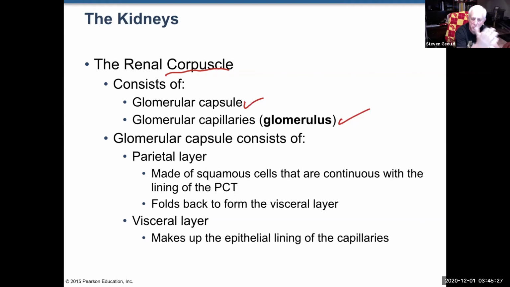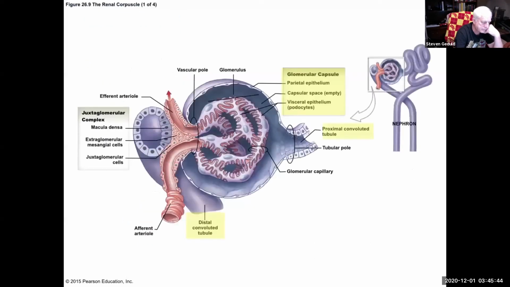So parietal layer is squamous cells, continues with the lining of the proximal convoluted tubule, and folds back to form the visceral layer. The visceral layer makes up the endothelial lining of the capillaries. So here's your capsule. This is the parietal epithelium. This is the visceral epithelium. Okay, it's just like the lining of the balloon. This is where it feeds into the proximal convoluted tubule.